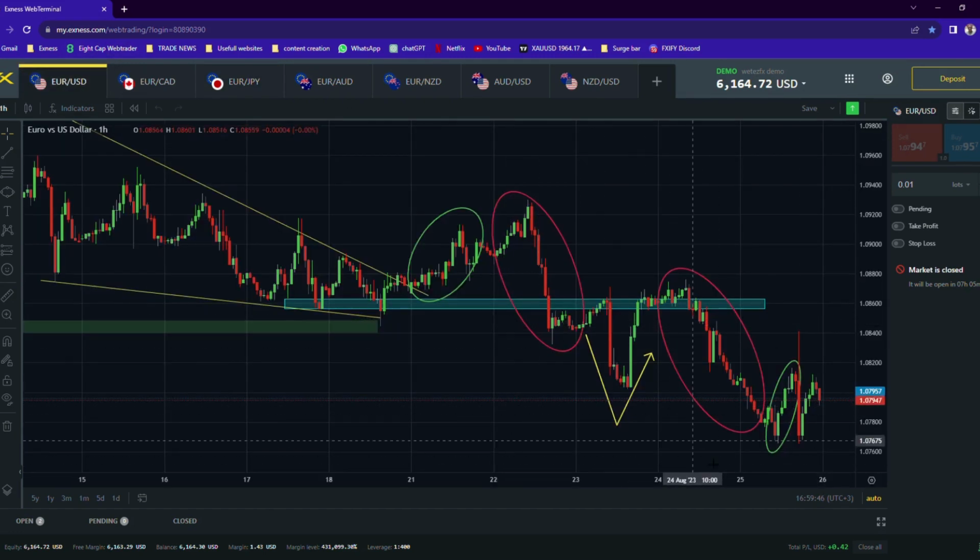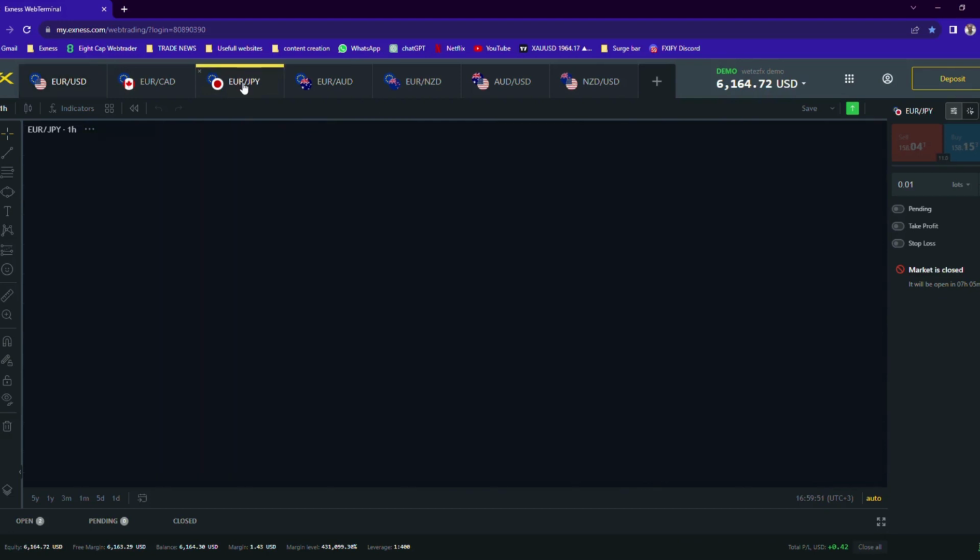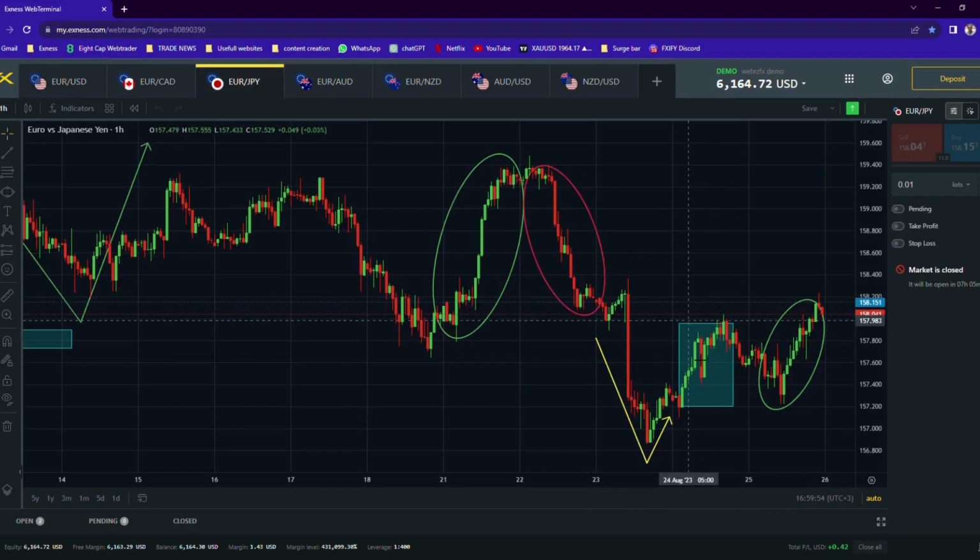So as you can see on 24th here, we have that impulse move to the downward side, and if you check on Euro JPY on 24th, we don't have that impulse move. And what's the reason for this? The reason for this is JPY on that day was not strong. JPY on that day was weak, which pushed the price to go up.